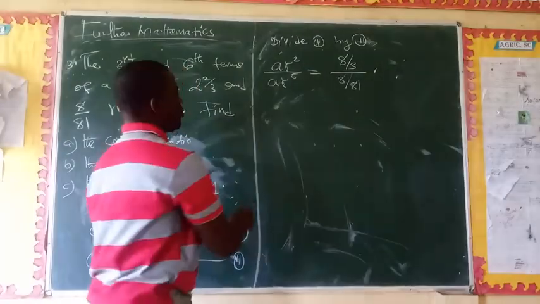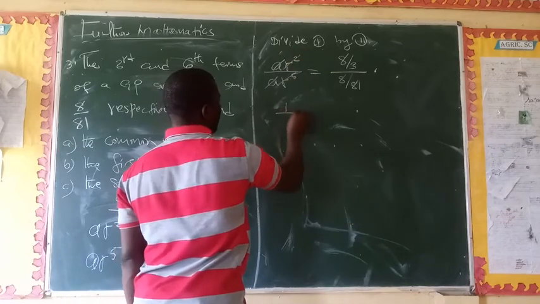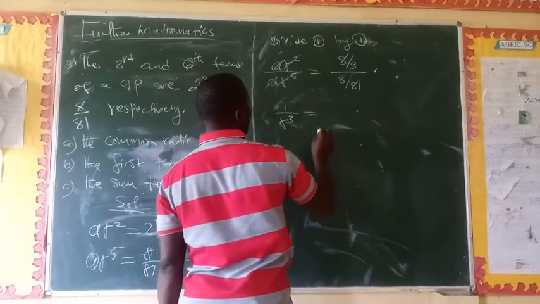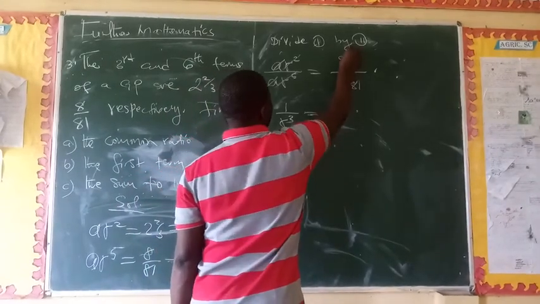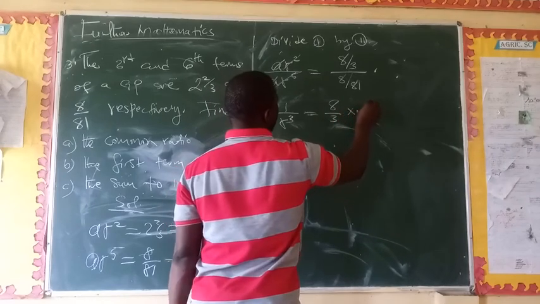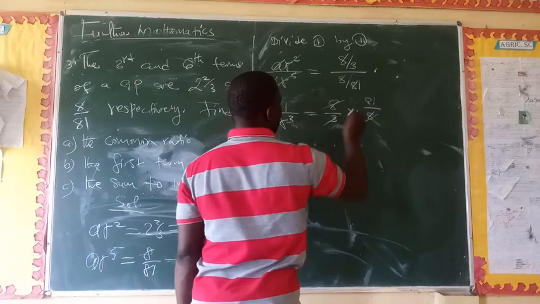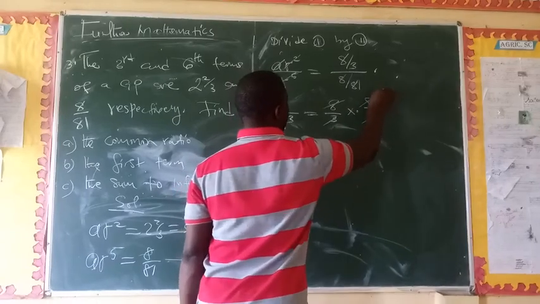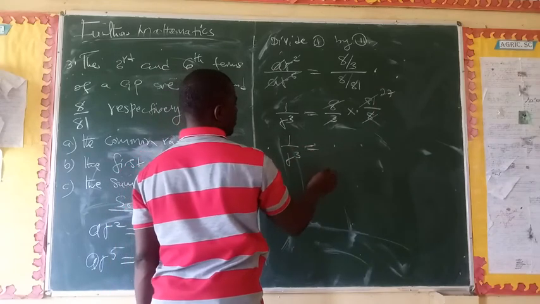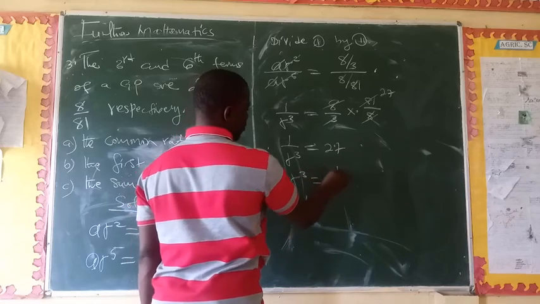And so this cancels with this. We have 1 over r raised to power 3 is equal to 8 over 3 times 81 over 8. So we have this, this is 27. And so we have 1 over r raised to power 3 is equal to 27. So r raised to power 3 is equal to 1 over 27.